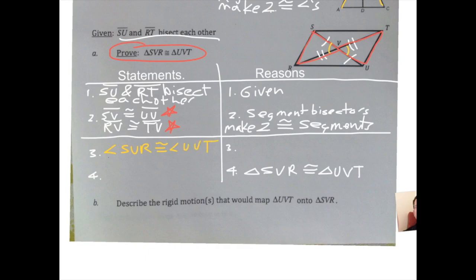Now, what's the reason why those two angles are equal to each other? Well, that's not something that was given in the beginning. That's just something you have to recognize from the picture. Those two angles are what kind of angles? They are vertical angles. Now I've reached the finish line. Now I know that the triangles are congruent.